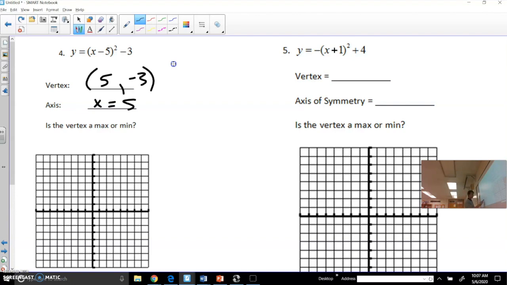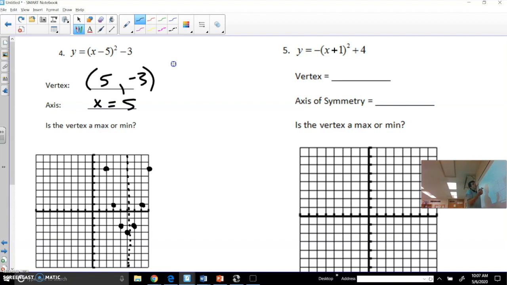So 1, 2, 3, 4, 5, 1, 2, 3. So that's my 5, -3, that's my vertex. And then I have an axis of symmetry that I can create my U points. And I've done it a lot, so I kind of know some of the patterns between these points that makes it a little quicker to graph. But you can use a graphing calculator, or you can use input, output, plug in 1, plug in 2, find different points in that coordinate plane.